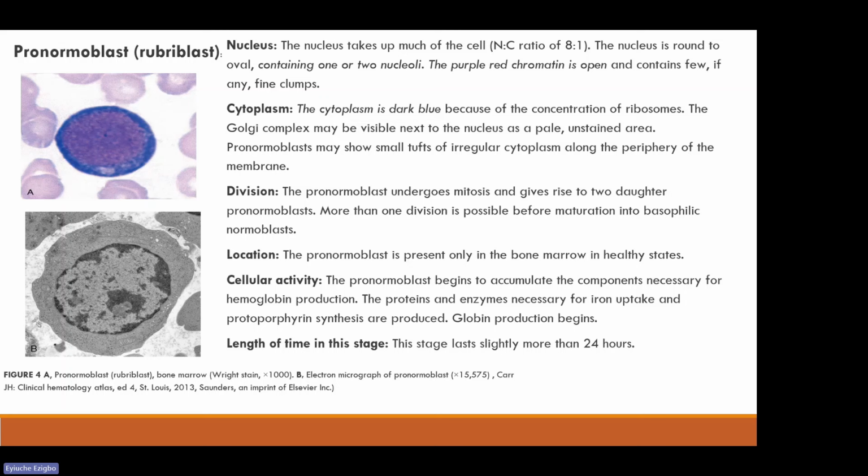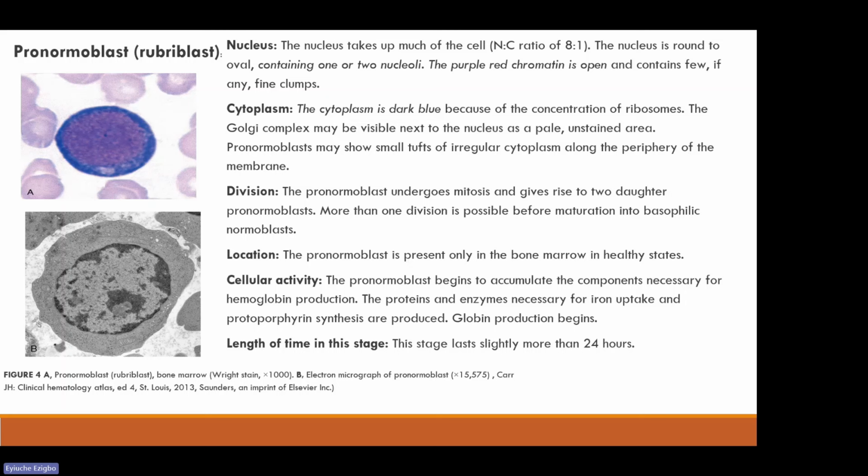So the nucleus takes up much of the cell. As we said earlier, the nucleus is round to oval. You can see the nucleus here. It's round to oval, containing one or two nucleoli. The purple-red chromatin is open and contains few, if any, fine clumps. So this is a description of the nucleus of this pronormoblast.